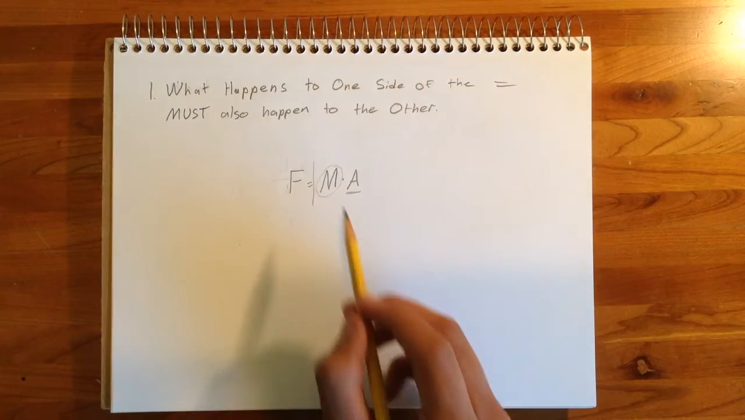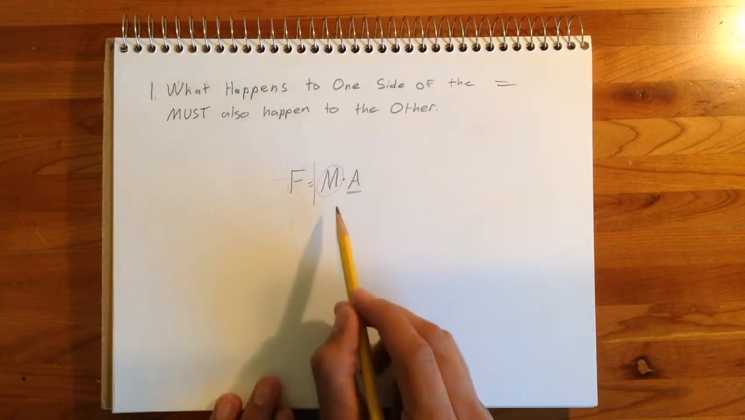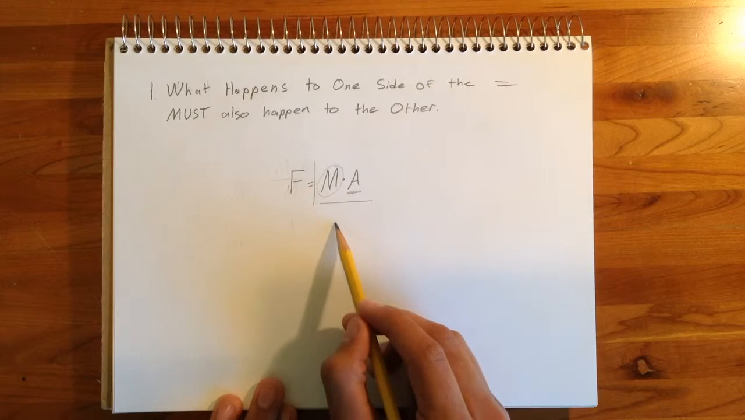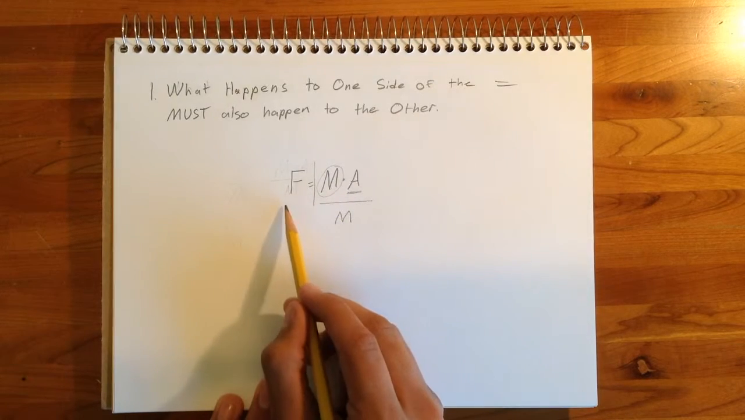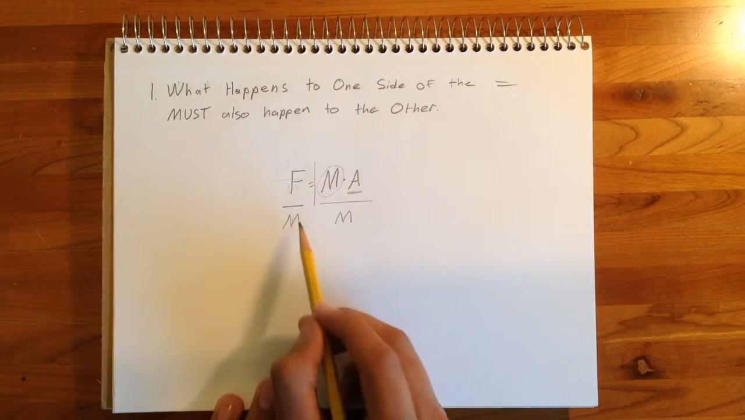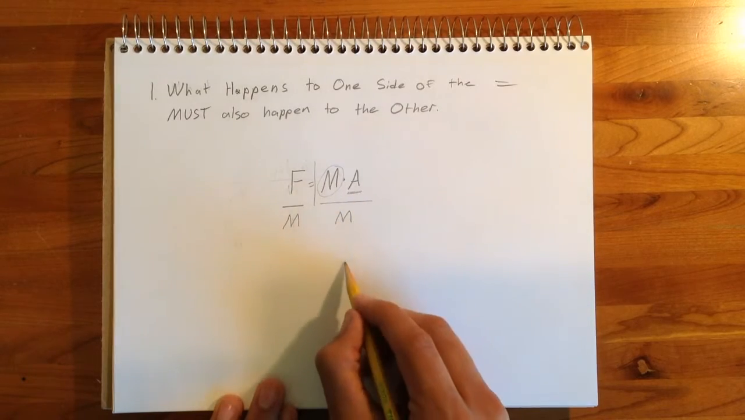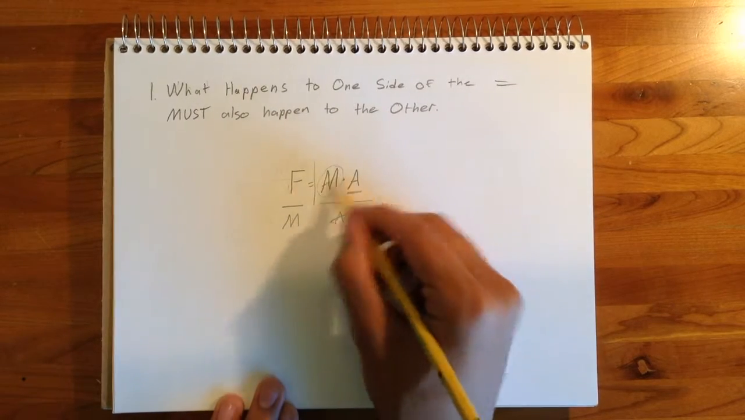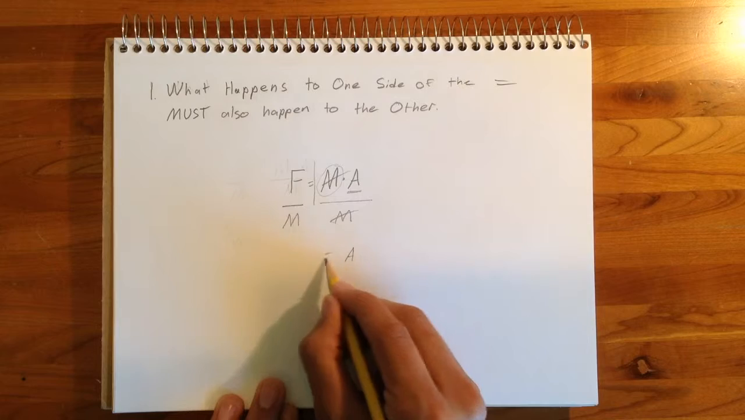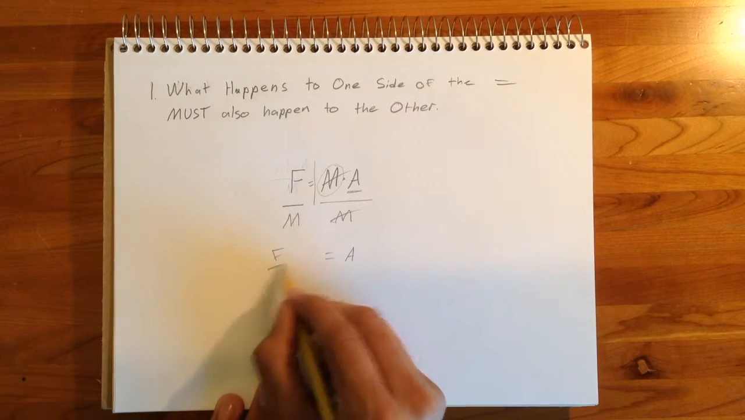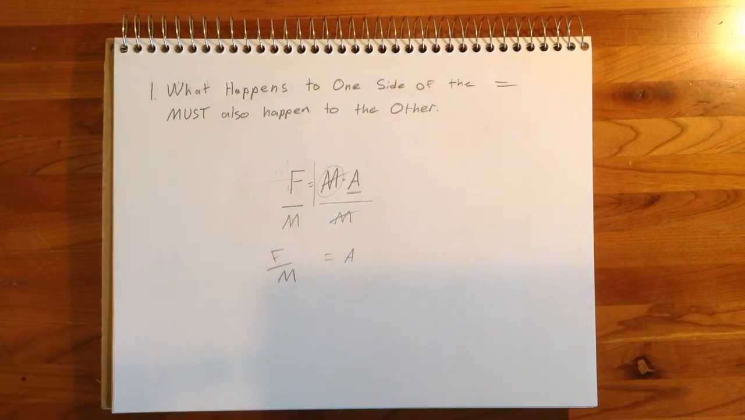So if we divide one side of the equation by mass, we need to do the same thing for the other side. So we have force over mass on the left side, and on the right side we have mass times acceleration divided by mass. So we have essentially just A on the right side because we can cancel those out, and on the left side we have force over mass. So that's our solved equation. Force over mass equals acceleration.